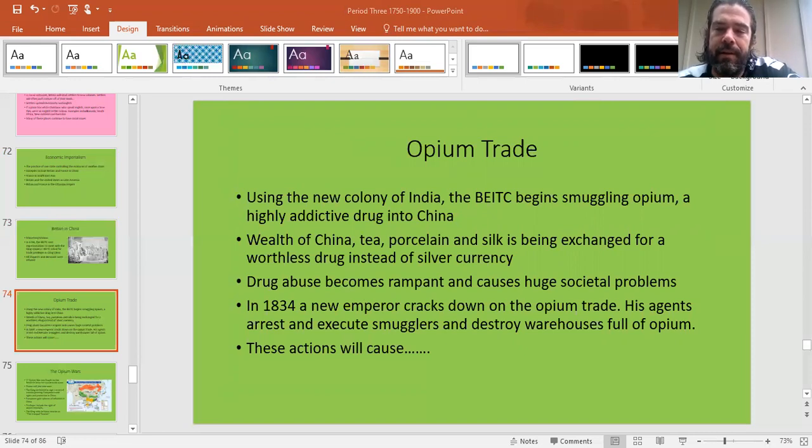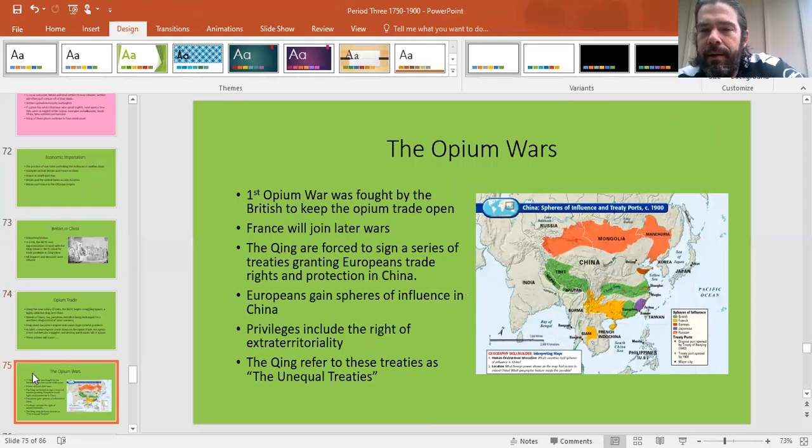Well, when this Chinese emperor had the audacity to try to put an end to the British East India Trade Company's drug trade, this became a problem. So they need to do something. Please tell me that the British don't fight a war to keep an illegal drug trade going. In the 1830s, the British fought a war to keep an illegal drug trade going. It's called the Opium Wars. Britain is going to attack China simply because China's like, hey, can we stop a drug trade?